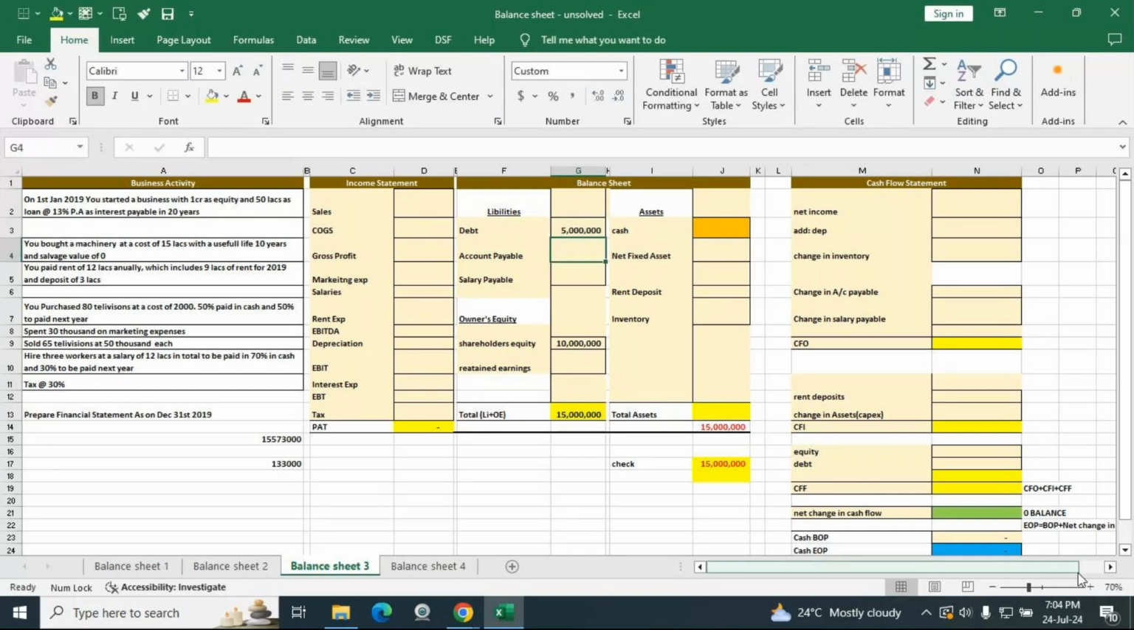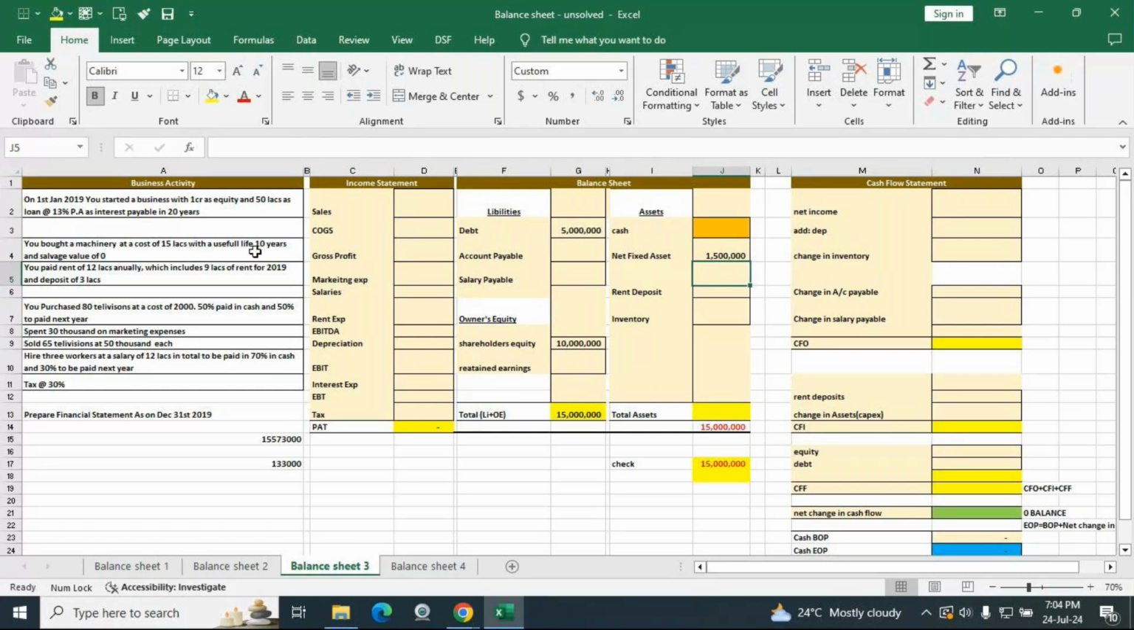So debt is 50 lakh rupees loan I'm taking. Then bought a machinery at a cost of rupees 15 lakh rupees. So fixed asset. So net fixed asset they are telling. So here we'll just calculate. So it is 15 lakh rupees.